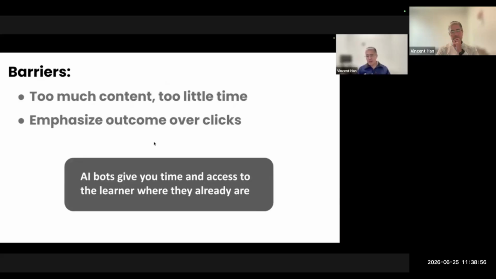AI bots give you time and access to the learner wherever they already are. So I showed you a screenshot of a bot on Teams and a bot on SMS. Well, bots can be on WhatsApp, they can be on Slack, they can be on Google, they can be embedded on your web app. So they can be everywhere where messaging can happen.